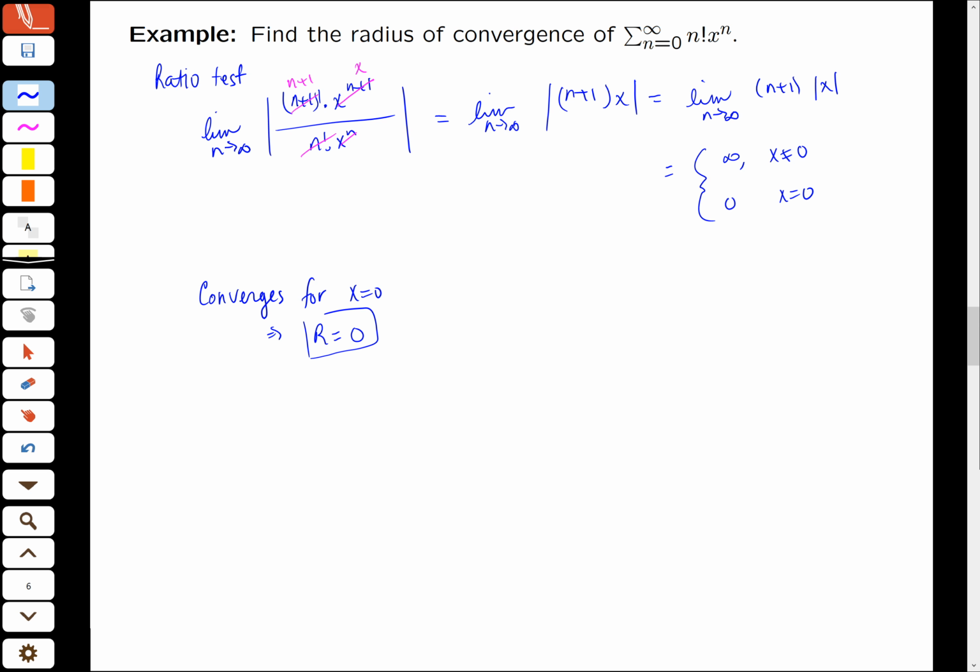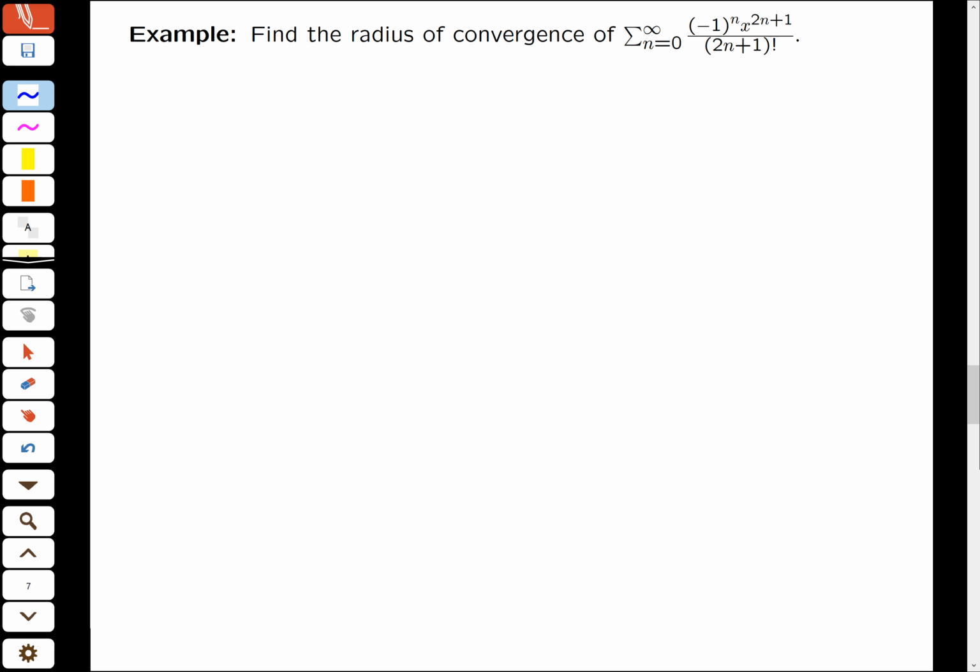Okay. Let's look at another one then. Find the radius of convergence. This one looks really horrible. Minus 1 to the n x to the 2n plus 1 over 2n plus 1 factorial. Here again, ratio test is what we use for all of these. Now, I am just not going to worry about the minus 1 to a power.